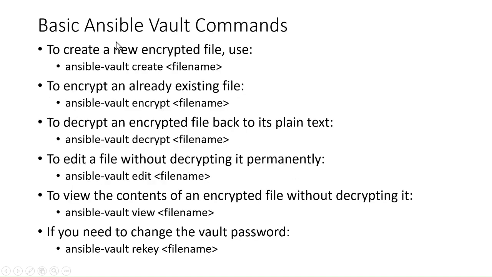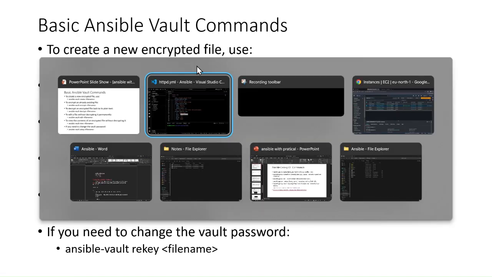Okay. So some basic commands. One is to create a new encrypted file. If you want to create an encrypted file, you provide ansible-vault create and the name of your file. Automatically the vault gets created. Once the vault file gets created, we need to store the data.